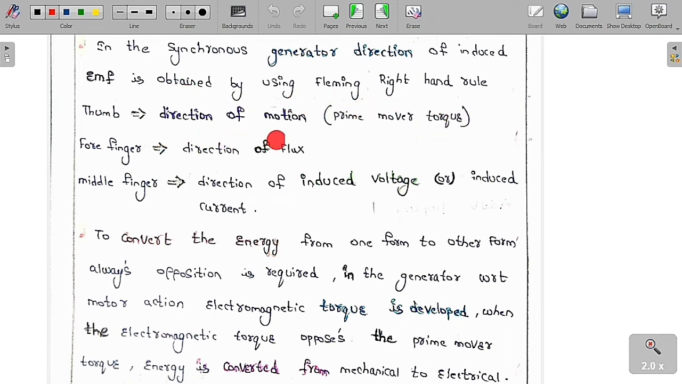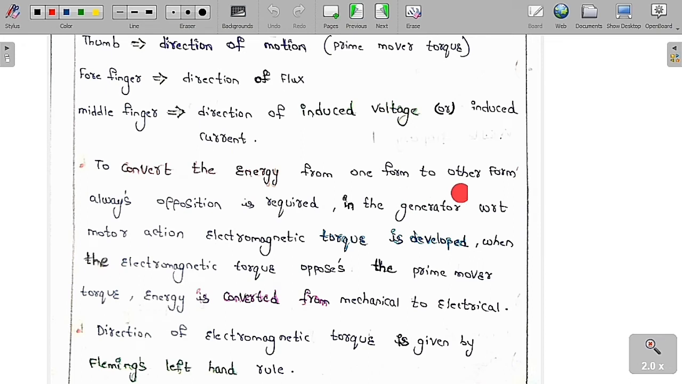So in the synchronous generator, the direction of induced EMF or current is obtained by using Fleming's right hand rule. The thumb shows the direction of the motion, which is the prime mover torque or mechanical torque, the forefinger shows the direction of the flux, and the middle finger shows the direction of the induced voltage or the induced current. We use Fleming's right hand rule both for the DC generator and for the synchronous generator.